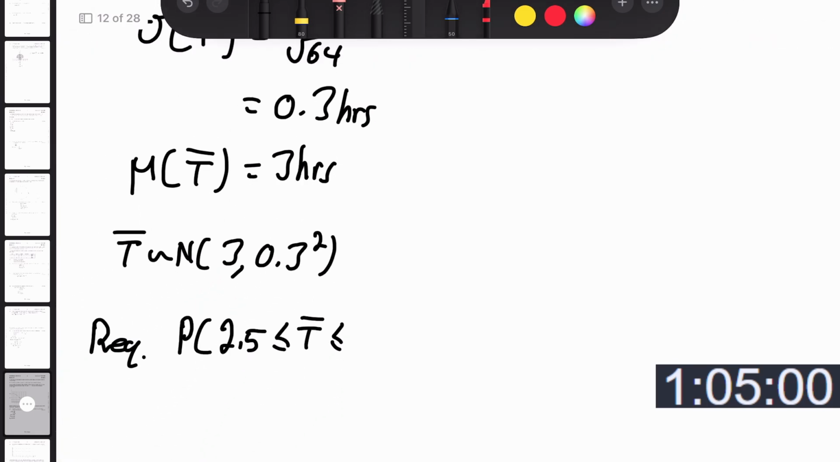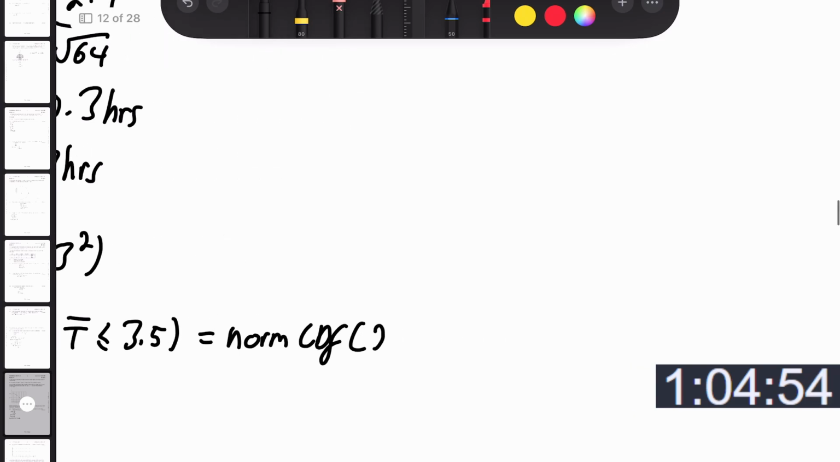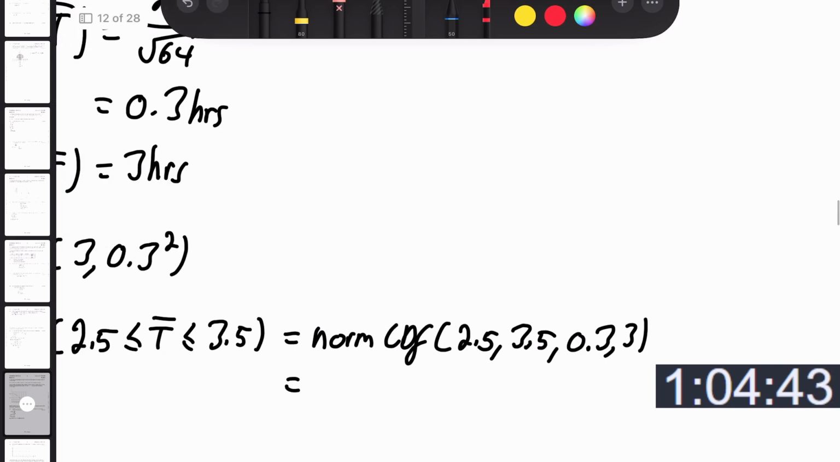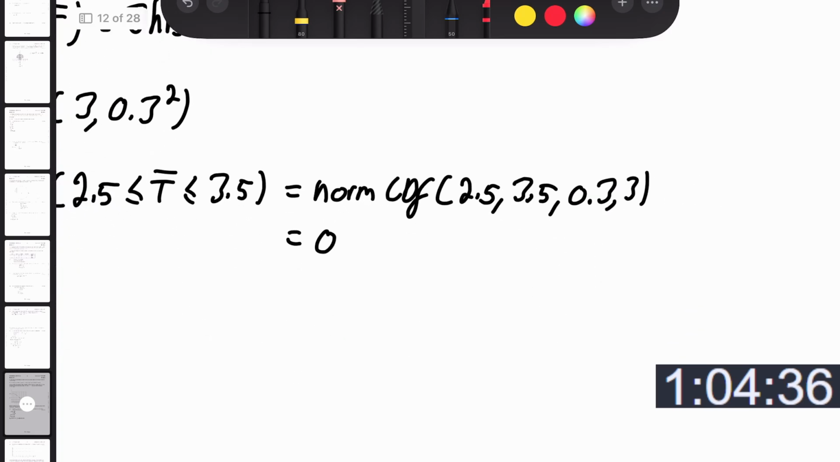60 minutes is 3.5, which is equal to normal CDF from 2.5 to 3.5 with standard deviation 0.3 and mean 3, which is equal to 0.9044. 0.9044. Okay.